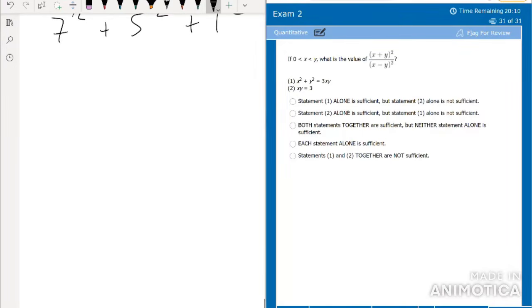If 0 is less than x is less than y is less than 1, okay, so they're both positive. What is the value of x plus y squared over x minus y squared?